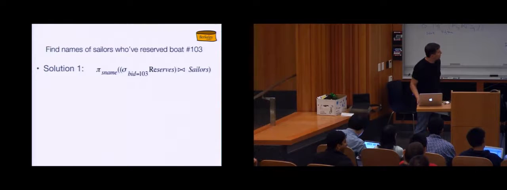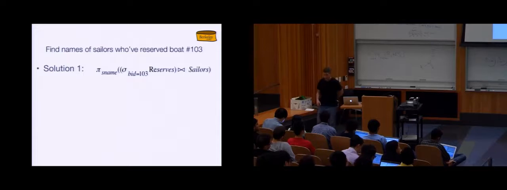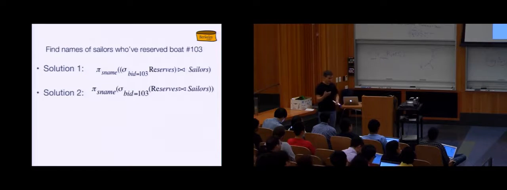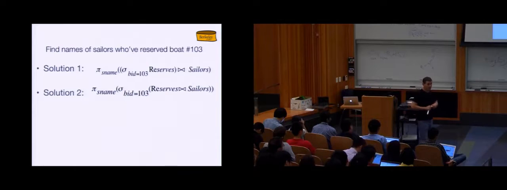Here's a different solution, same query. In this one, first we join up all the reservations and sailors. So we get a list of all the boat IDs and sailor names and everything that ever were associated through reservations. And then we just pick out from that complete set the boat ID equals 103. And then we project down to sailor name. Right? It does give the same answer, and you should convince yourself that it does.